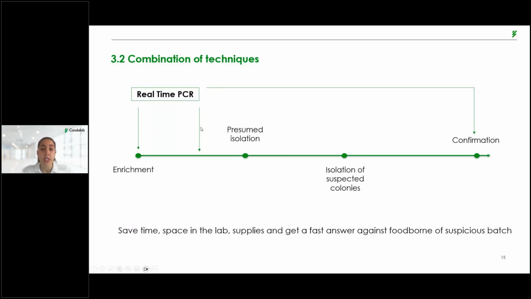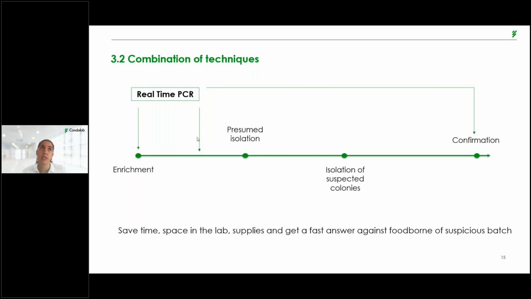The screening, we can also do it when we finish the enrichment, in case we have a negative result here. So we can do it at the end of the enrichment, because maybe we have a really low quantity of Listeria, so we can do it there. And also we can use the PCR as a confirmation technique.